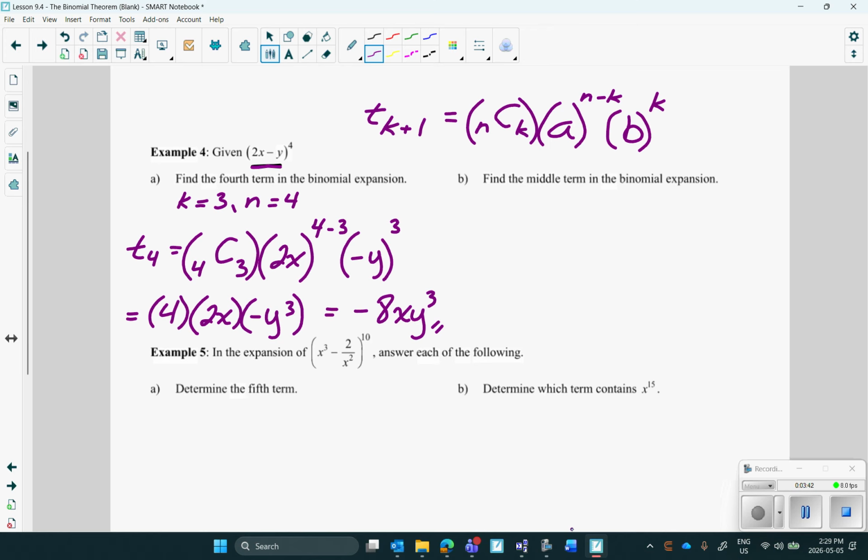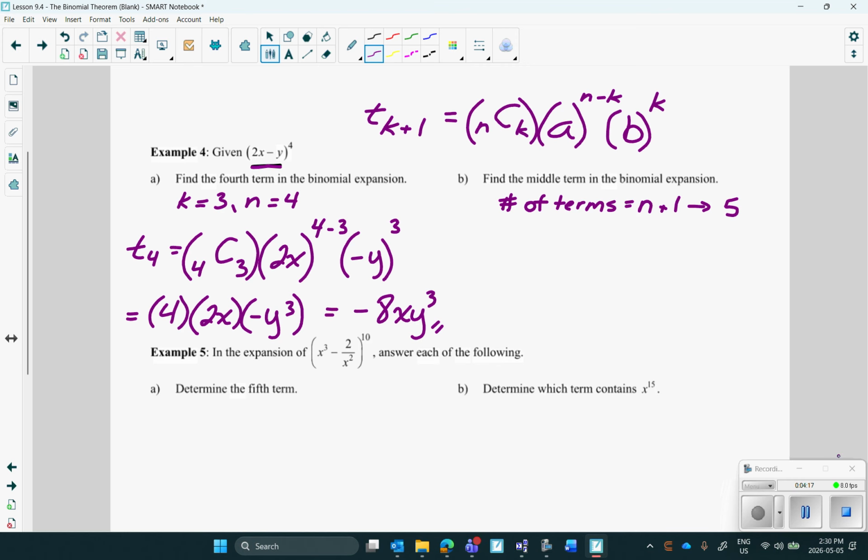Find the middle term. How do I know which one's the middle term? The first one, the second one, the third one, the fourth one, the 5th one, the 6th one, the 7th. How many terms are there? Sorry? There's 5 terms, right? Because the number of terms is always 1 more. So the number of terms is always n plus 1. So in our case, it would be 5 terms.